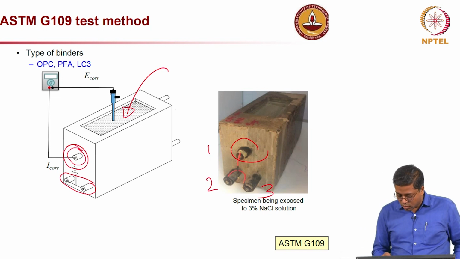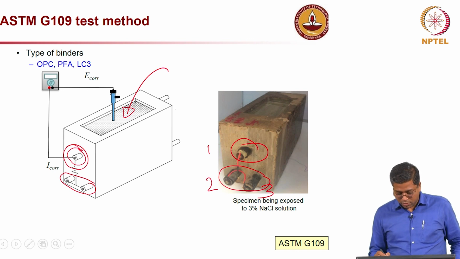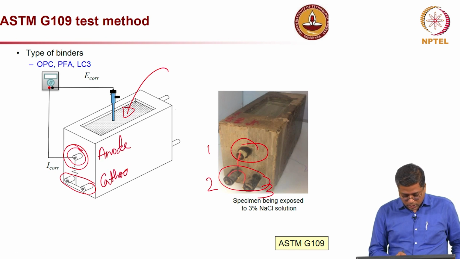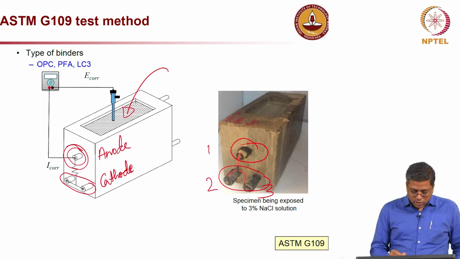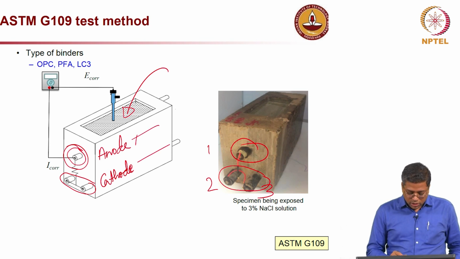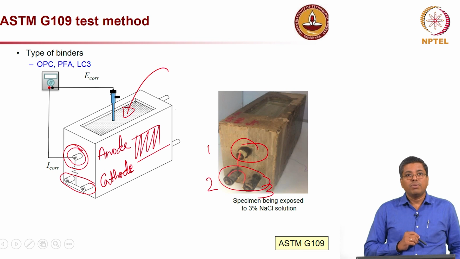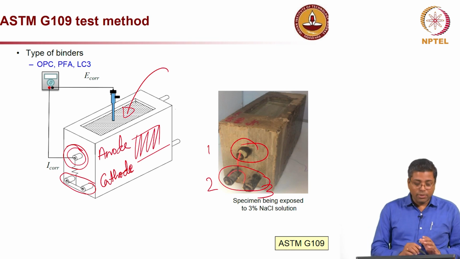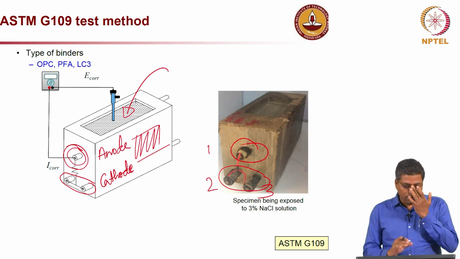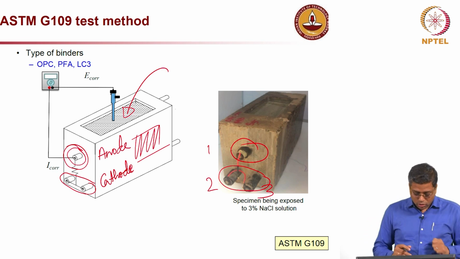So, this bar corrodes and this is the cathode: top is the anode, the bottom is the cathode. The resistivity of the concrete in this region plays a significant role in completing this electrical circuit, the circuit 1, which was in blue color in the other slide which I showed.